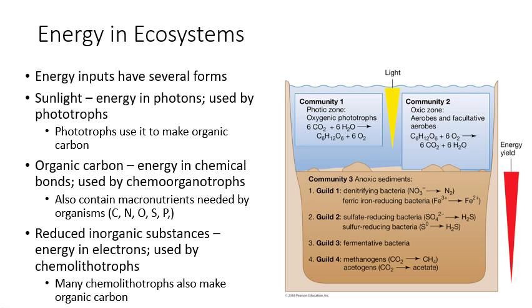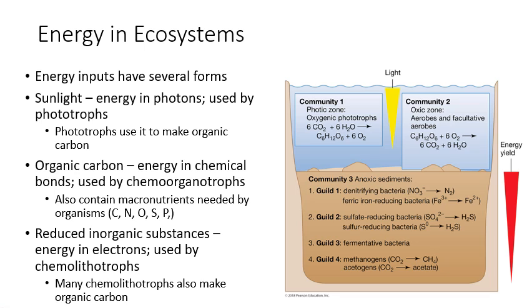So naturally, the ultimate sources of energy in an ecosystem would either be sunlight or would be reduced inorganic substances, which would be used by phototrophs or by chemolithotrophs to make organic carbon, which would then be used as a source of energy for chemoorganotrophs.